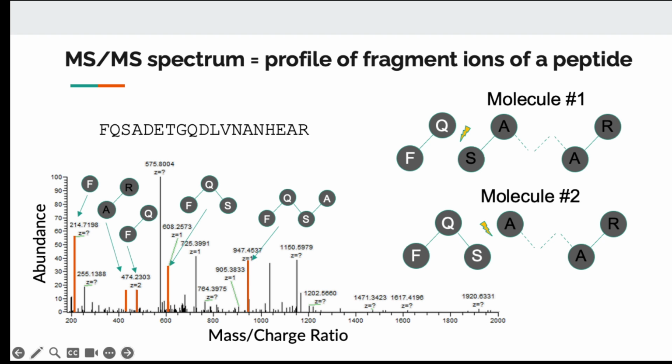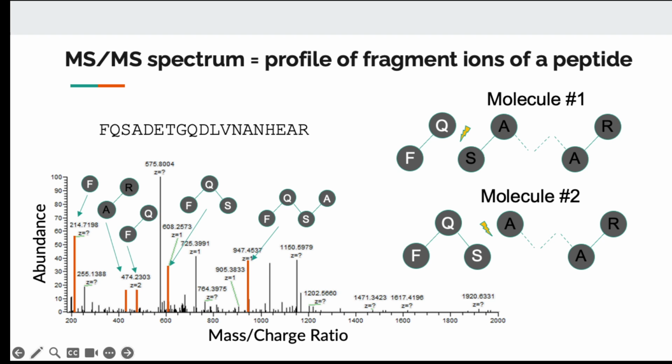And the mass-over-charge values of all these possibilities are what is being captured in the mass spectrum. So some of these ions might correspond to the F amino acid alone. Some might correspond to A and R, which are the last two amino acids. Some might correspond to F and Q. Some might correspond to FQ and S. Some might correspond to FQSA.